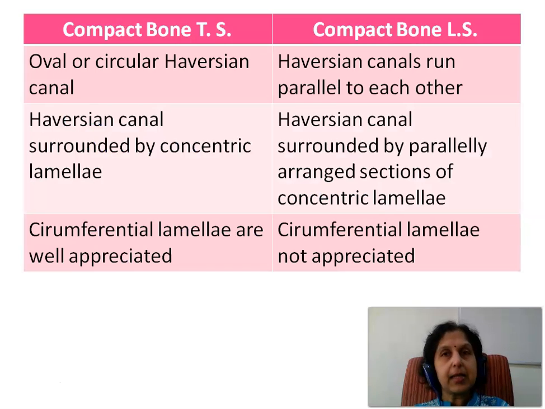Let us now see the differences between compact bone transverse section and compact bone longitudinal section. In the transverse section, we see oval or circular Haversian canal, while in the longitudinal section, the Haversian canals run parallel to each other. In the transverse section, the Haversian canal is surrounded by concentric lamellae, while in the longitudinal section, the Haversian canal is surrounded by parallelly arranged sections of concentric lamellae. The circumferential lamellae are well appreciated in the transverse section, while they are not appreciated in the longitudinal section.